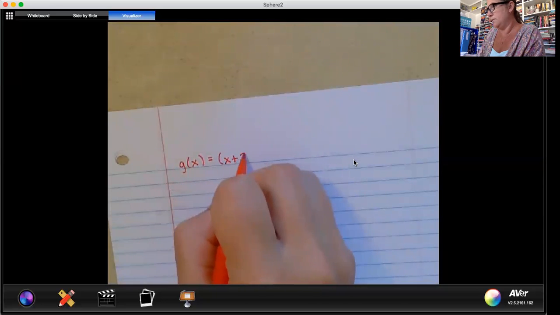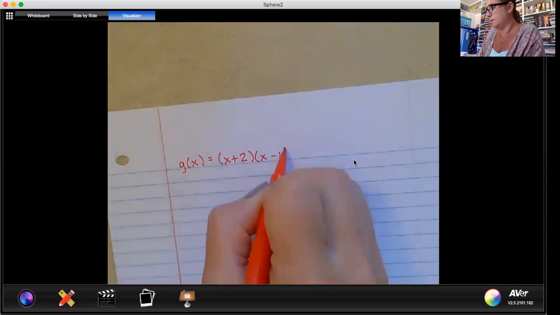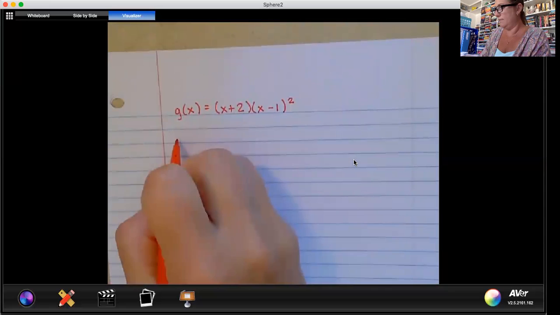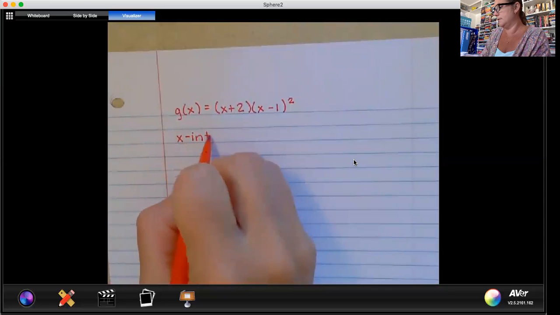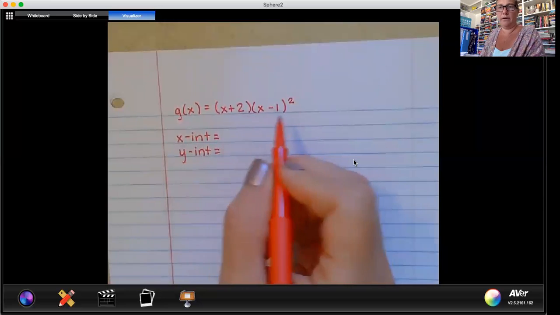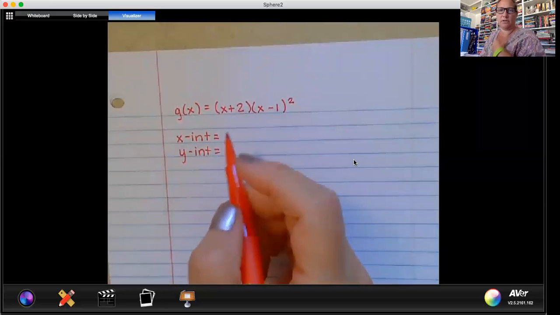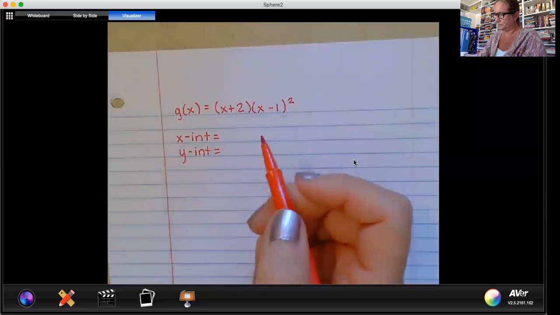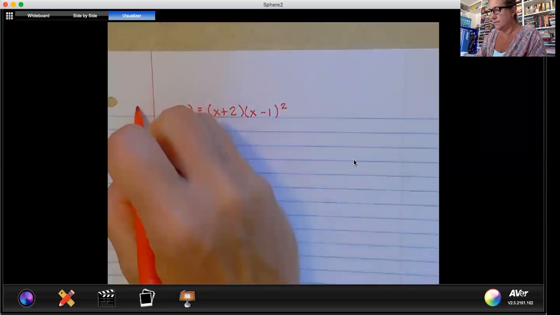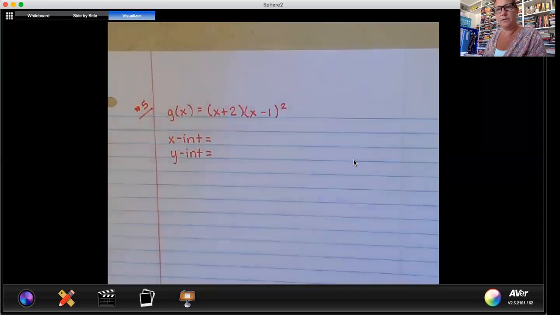g of x equals (x plus 2) times (x minus 1) squared. And from this g of x, we should be able to go ahead and find our x-intercepts and our y-intercepts. Because remember, we're creating this graph without a calculator. So we need to be able to analyze this function to be able to create this graph. What I'm doing here for number 5 for you guys, if this is a method that you like as opposed to the method that you see in the notes, feel free to do so. It may take you a couple of extra minutes, but if it helps you get the problem right, that's what you're going for.